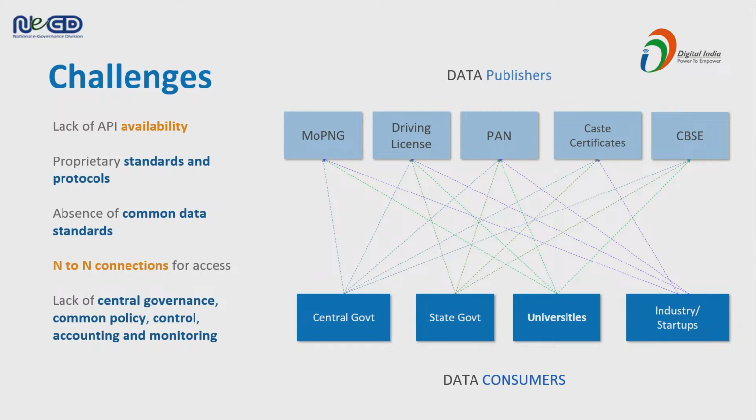So this was the scenario before the launch of API Setu. As you can see, there was lack of API availability. The organizations or the departments or the developer lobby were not even knowing from where they would exactly get the APIs. So for that, the platform was made available, right? The challenges include the lack of proprietary standards and protocols. There was absence of common data standards. They had to establish end-to-end connection for API access, and there was a lack of central governance, common policy, control, accounting and monitoring. As a result, it was a very tedious and cumbersome task for the developers or the organizations to get access to the APIs.